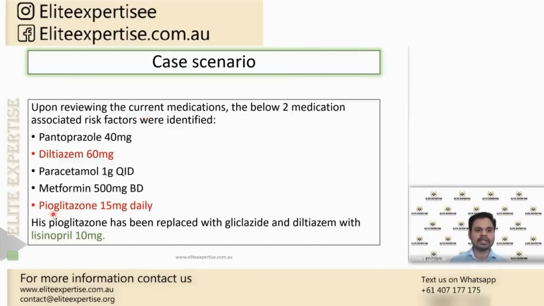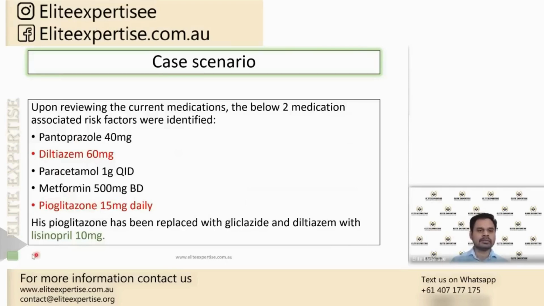And the other drug, pioglitazone. Pioglitazone is a thiazolidinedione. One of its side effects is that it causes fluid retention in the body, and it is also one of the main risk factors for this patient. So as a pharmacist, we have identified these two as the main problems, and then the doctor has replaced his pioglitazone with glycoside, and replaced his diltiazem with lisinopril. Now the patient is on pantoprazole, lisinopril, paracetamol, metformin, and glycoside.